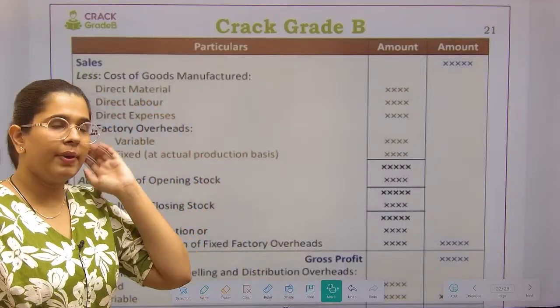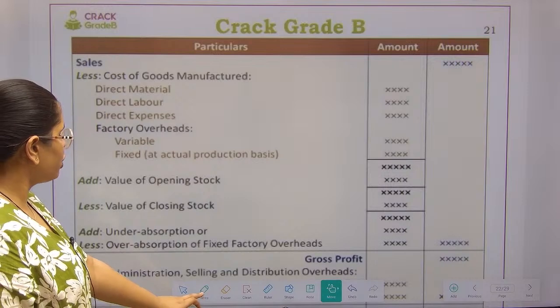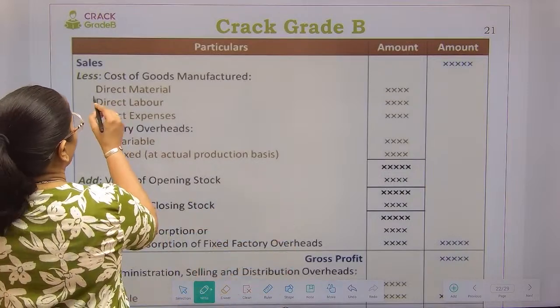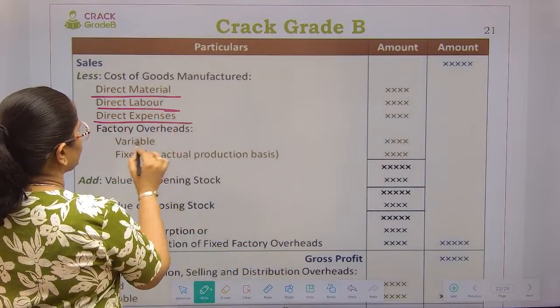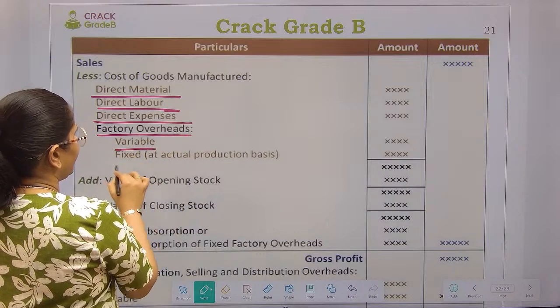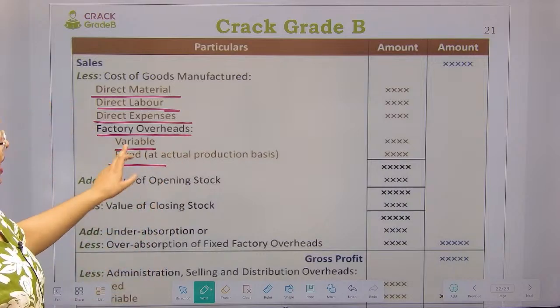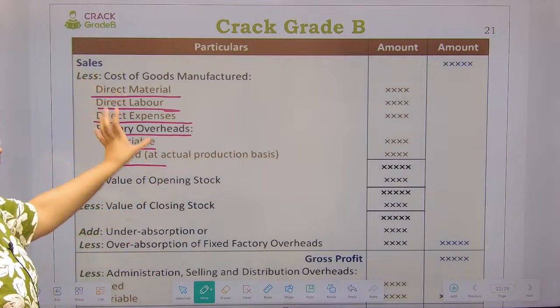Sales figure, you will be given with it, right? Cost of goods manufactured में आपका क्या क्या आएगा? Direct material, direct labor, direct expenses, factory overheads में variable भी और fixed भी. दोनों ले लिया आपने, variable भी and fixed भी. This is your total cost.